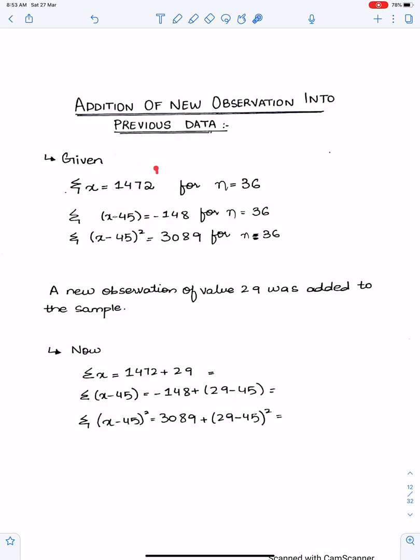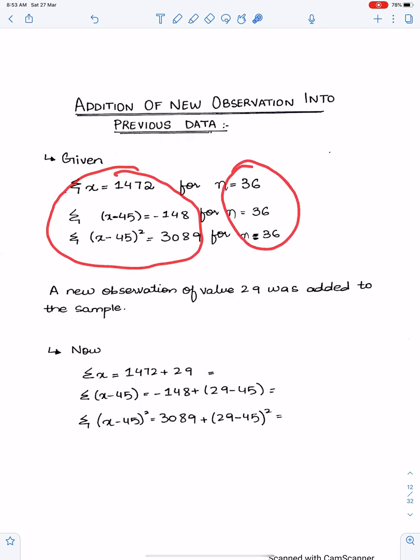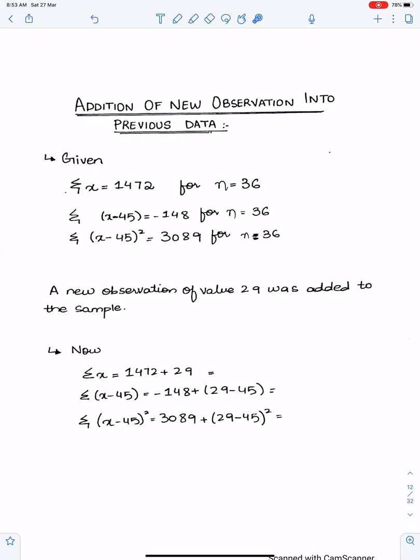Well, sigma x is this for 36. This is sigma x minus 45. And this is sigma x minus 45 whole square. Now this data is for 36 observations. Now a new observation, which is 29, was added to the sample. Now get the values of sigma x minus 45 and sigma x minus 45 whole square. See, you can directly add x into this data. This 29 means the new observation. This 29 means x.